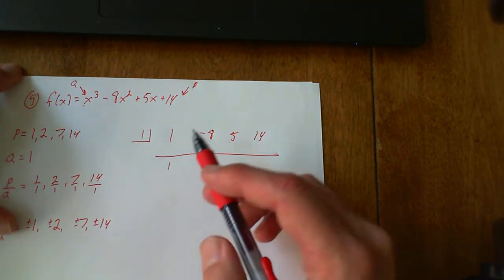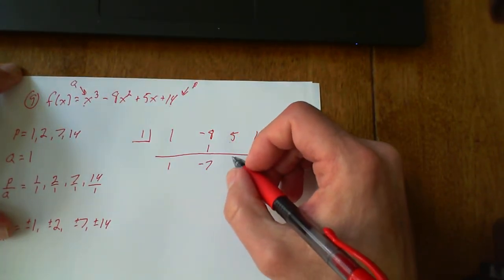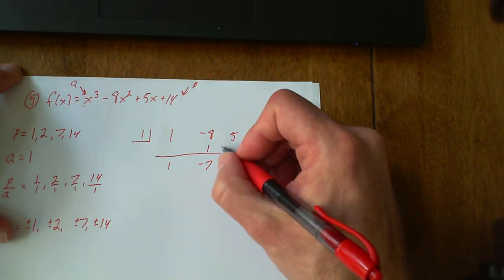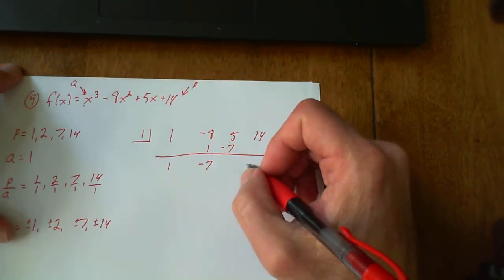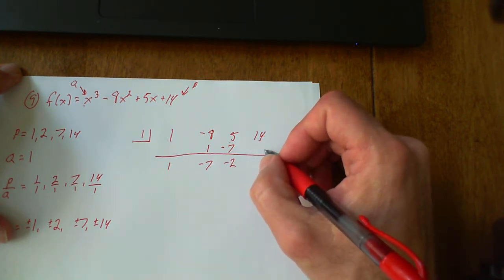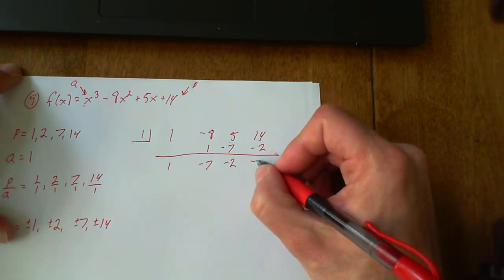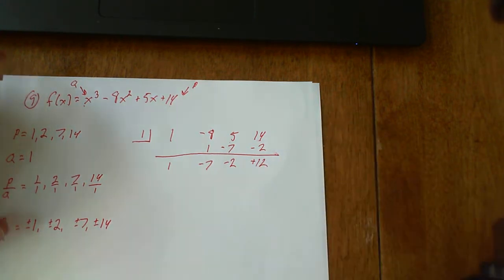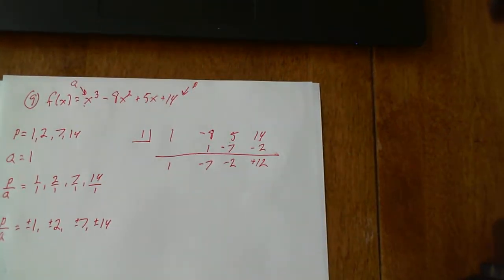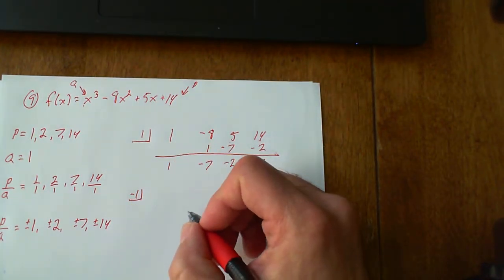Bring our 1 down. What's 1 times 1? 1. What's negative 8 plus 1? Negative 7. What's 1 times negative 7? Negative 7. 5 minus negative 7 is negative 2. And 1 times negative 2 is negative 2. So guess what? We get positive 12, which is not going to be a factor. Okay, so it's not going to be 1, so let's try negative 1.